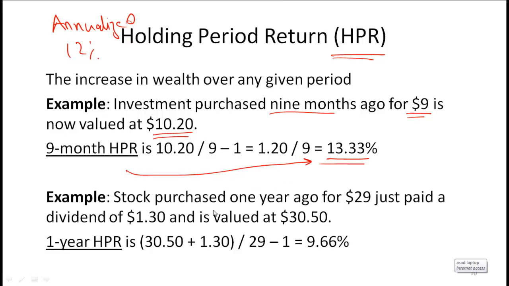Another example: you purchased a stock 1 year ago for 29, which just paid a dividend of 1.3 and is valued at 30.5. So on an investment of 29, you essentially made 30.5 plus 1.3. So your holding period return is 9.66%, and the holding period was equal to 1 year.